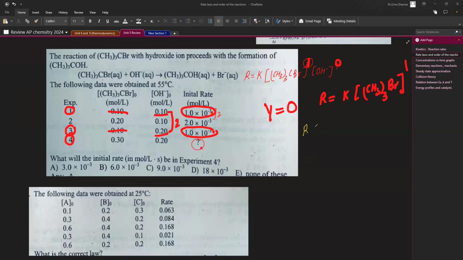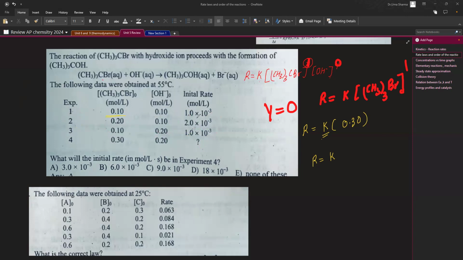So rate equals K times concentration, which is given, 0.30. What else is needed? I need K. Do I have K? Can I calculate K? Yes. Pick up any experiment, 1, 2, 3, any one of them, and get the value of K. So rate equals K. I'm picking up experiment 1. Just take experiment 1. Plug in everything.